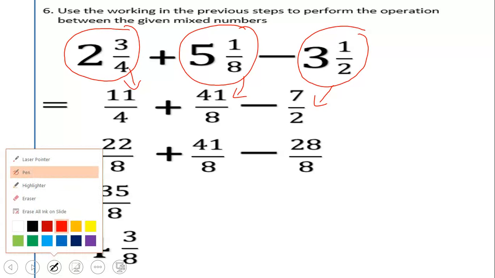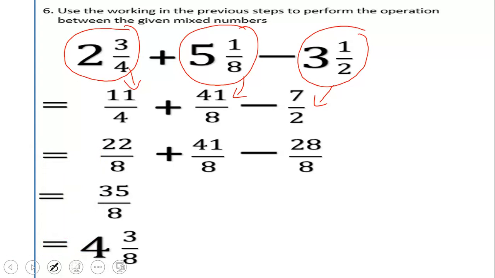And then we went and found equivalent fractions. 11 over 4 equals 22 over 8. 41 over 8 stays the same, and 7 over 2 equals 28 over 8. Indeed, 7 over 2 and 28 over 8 are equivalent fractions. The same thing goes for 11 over 4 and 22 over 8. They are equivalent fractions. Okay, good.